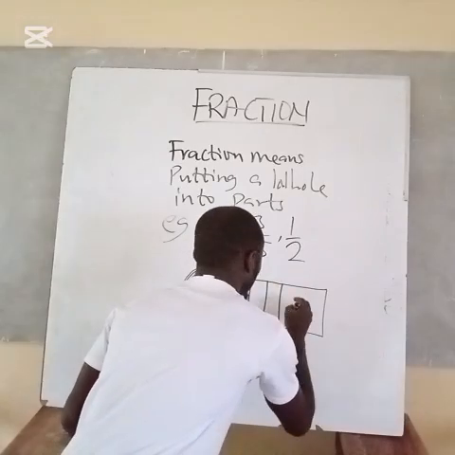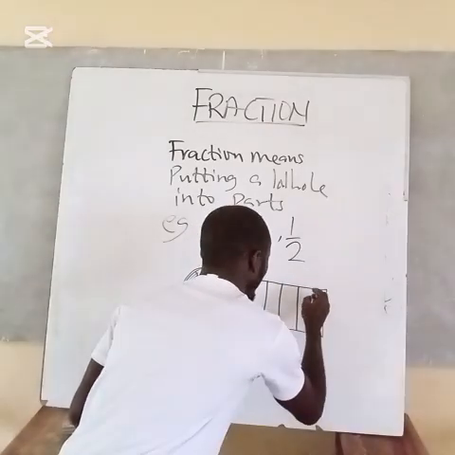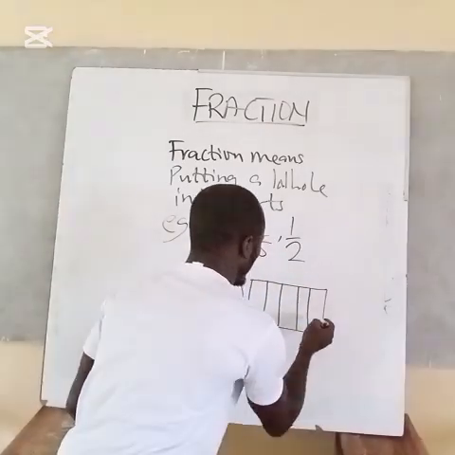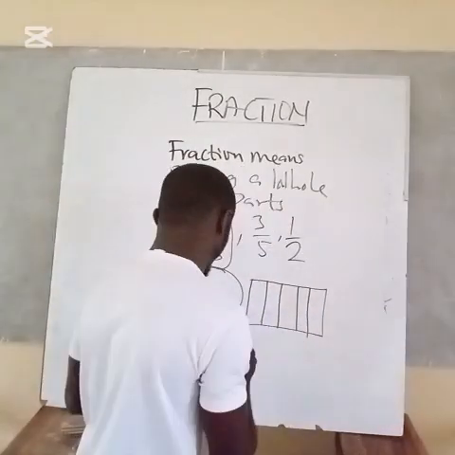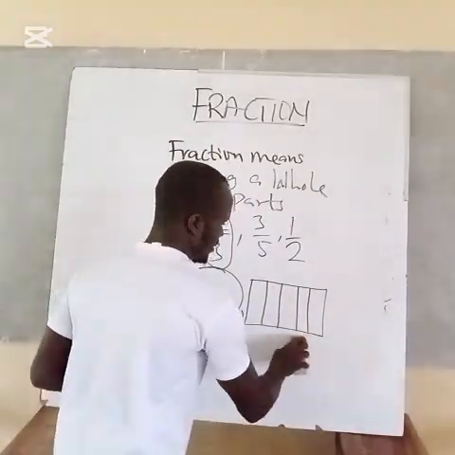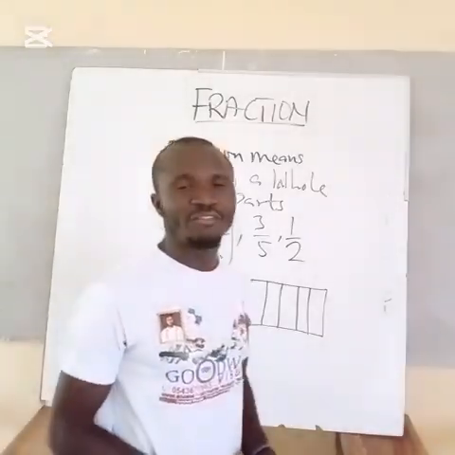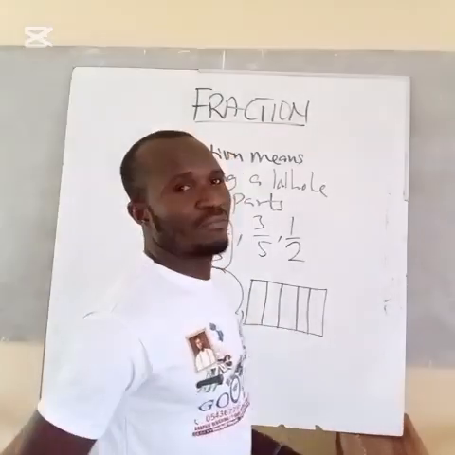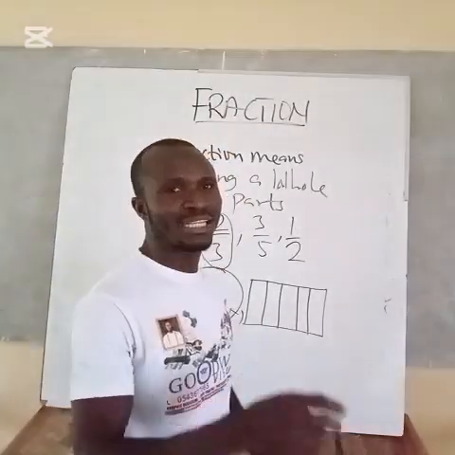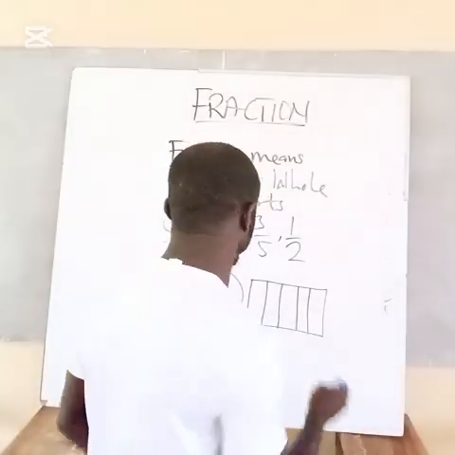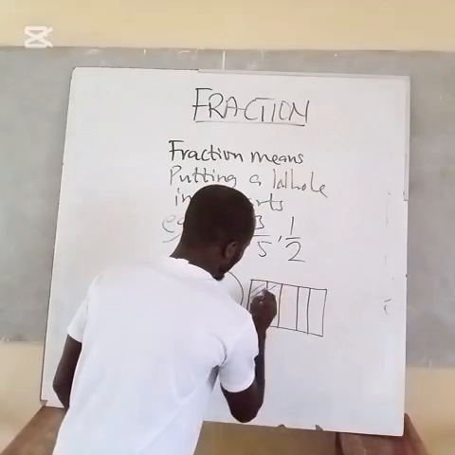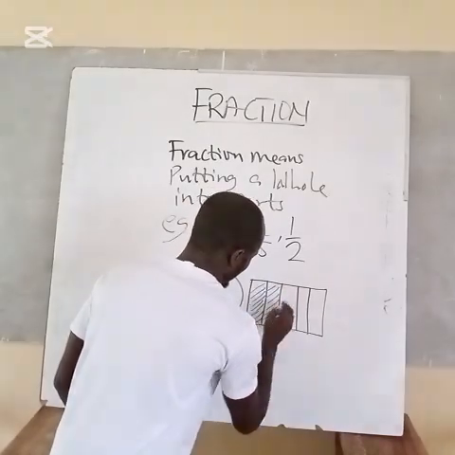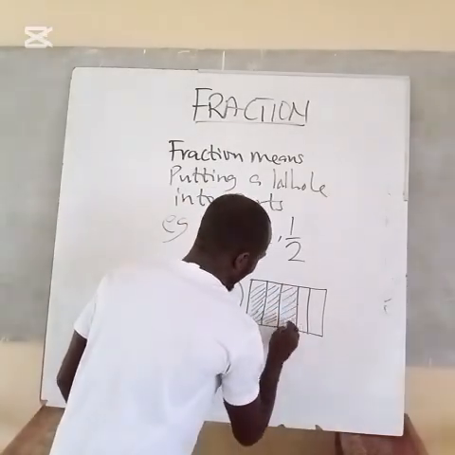1, 2, 3, 4, 5. So these are the 5 parts I divided my rectangular block into. And now I've taken 3 parts of the block away, or I've cut 3 parts away. So let me shade those parts. This one, this 2, and this is the third one.